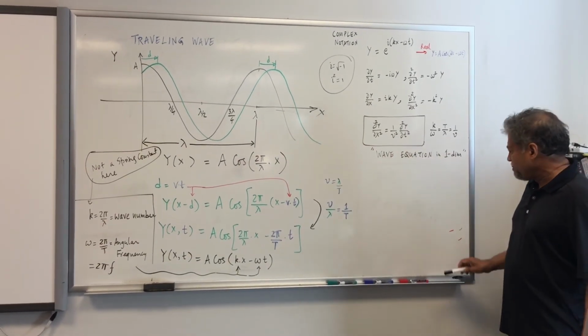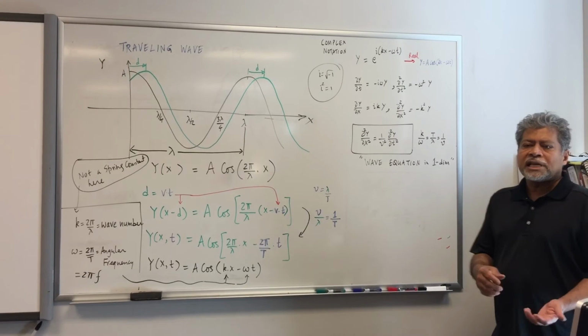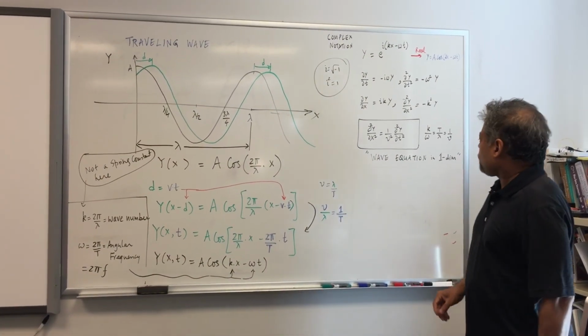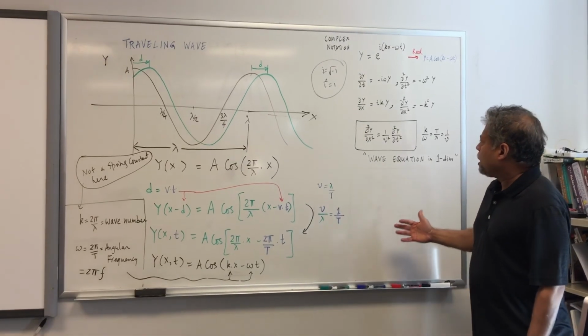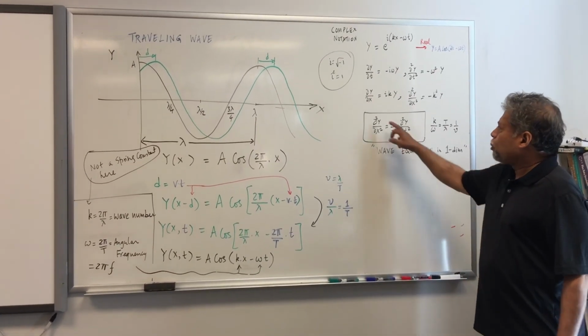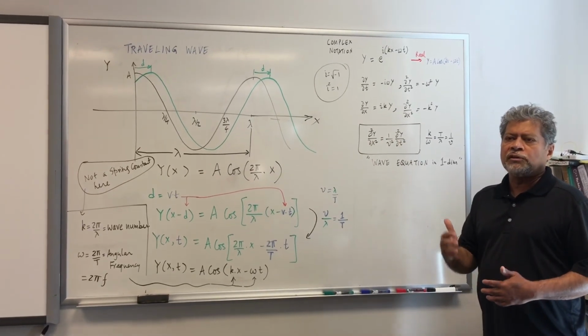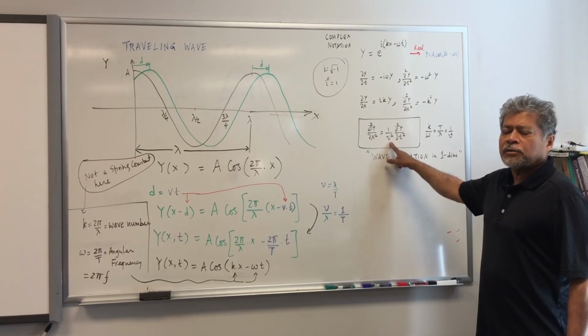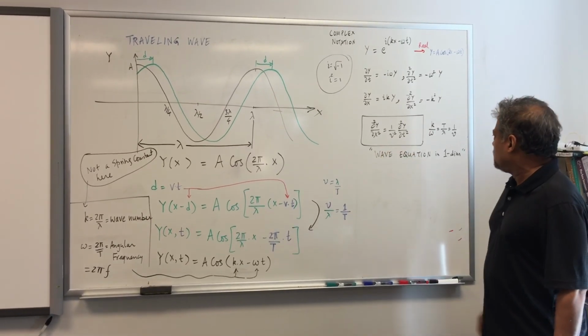So this is the wave equation in one dimension. This can be applied to waves on a string, sound waves, waves on water, even electromagnetic waves. In the case of electromagnetic waves, the y is not actually position, it would be the electric field or magnetic field, and the velocity turns out to be the velocity of light.